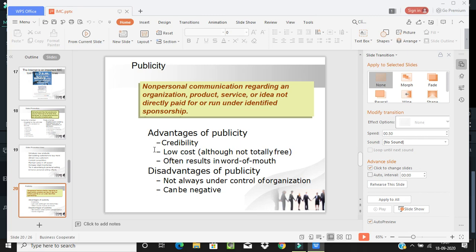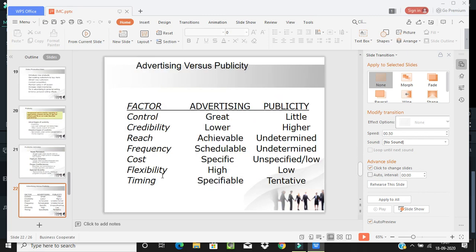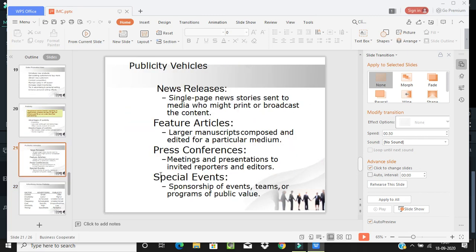Now what are the disadvantages of publicity? It is not always under the control of the organization and can be negative. Okay, so these are the things. And publicity vehicles: news releases in the newspaper and articles, press conferences, and special events. So these are the things we are going to focus on.